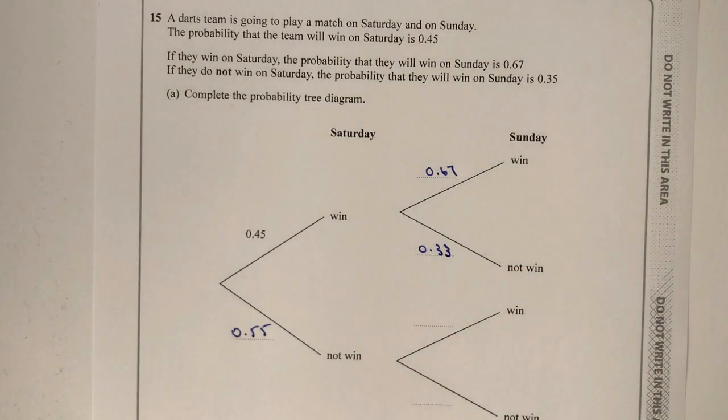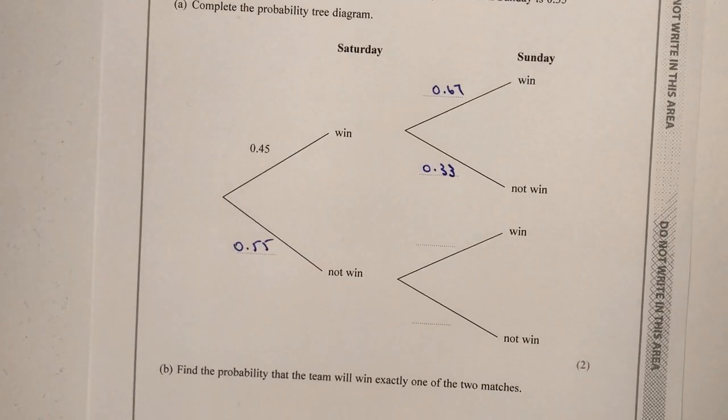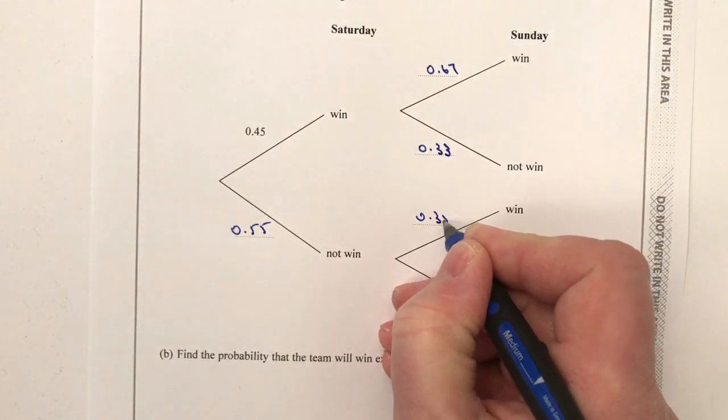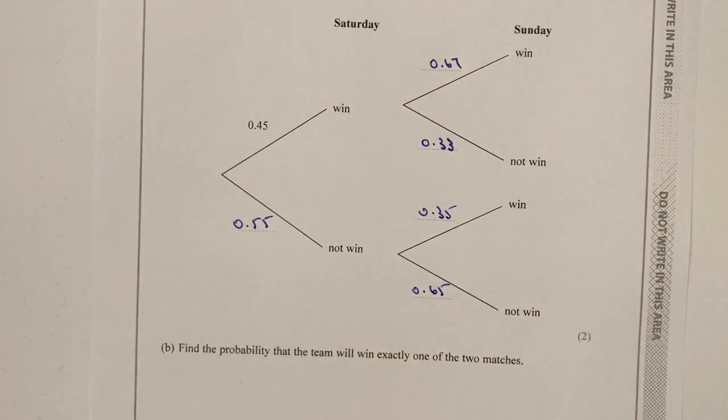Then it says if they do not win on a Saturday, the probability that they will win on the Sunday is 0.35. So I can go through the same exercise, 0.35, and that means losing would be 0.65. So that will give us 2 marks to fill in that particular probability tree. Let's look now at the outcomes themselves. I generally tend to do this because it just gives me a bit of a bird's eye view as to what's going on.